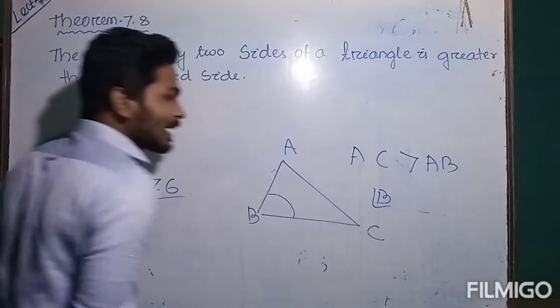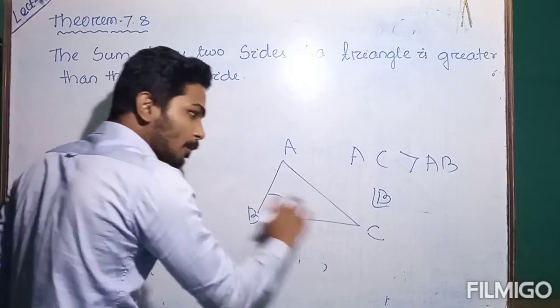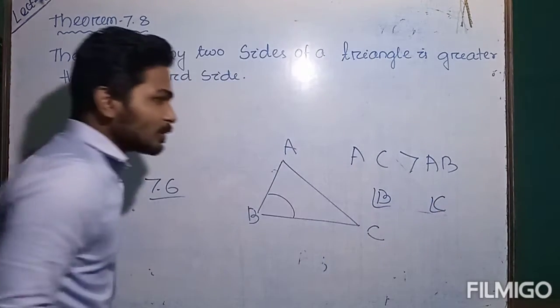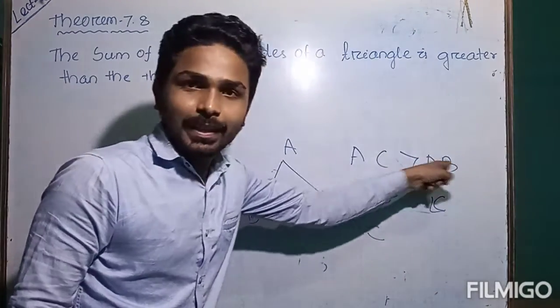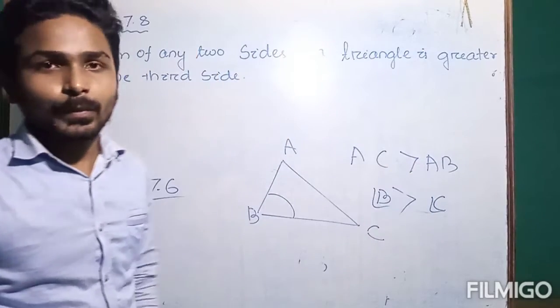So B is the opposite angle of side AC, and for the side AB the opposite angle is C. According to this statement, if AC is greater than AB, then its opposite angle is also greater than the opposite angle of AB.